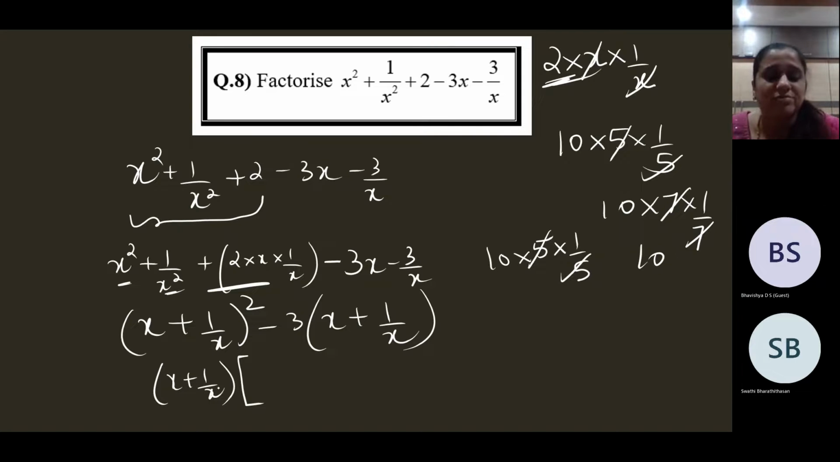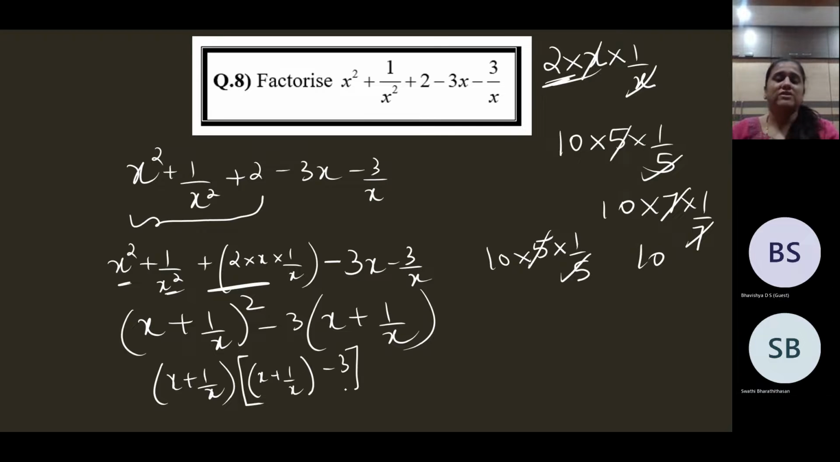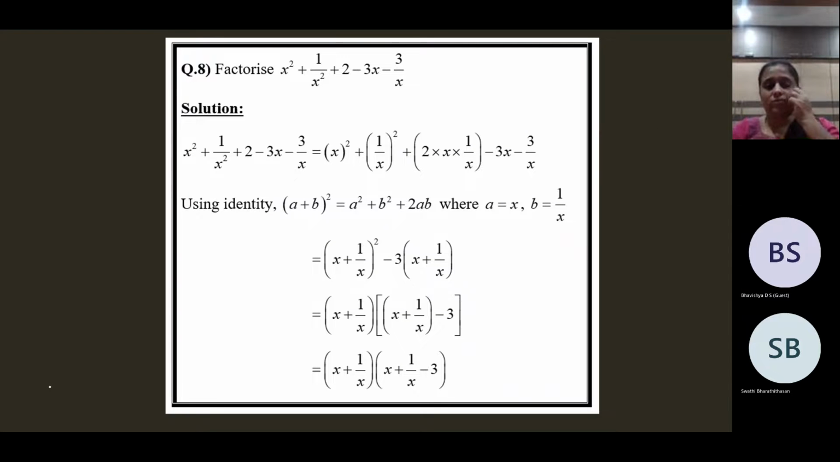Fine, try this. x plus 1 by x is common. So what inside the bracket? And we write the remaining terms as it is. So x plus 1 by x minus 3. Minus 3, ma'am. Very good. Then just remove the bracket. That's all. This is how you factorize. So we have seen this. It's not new.